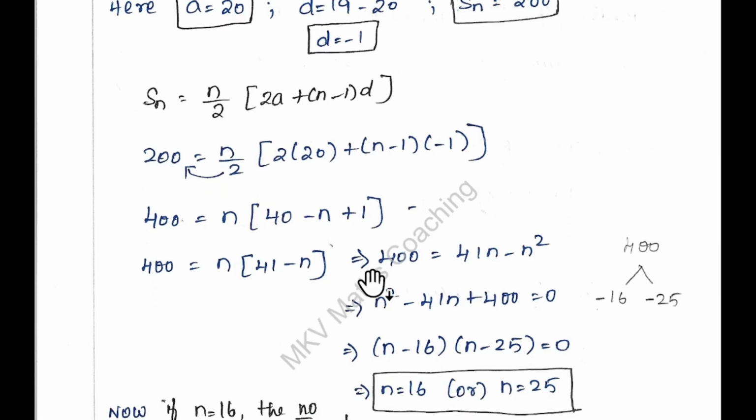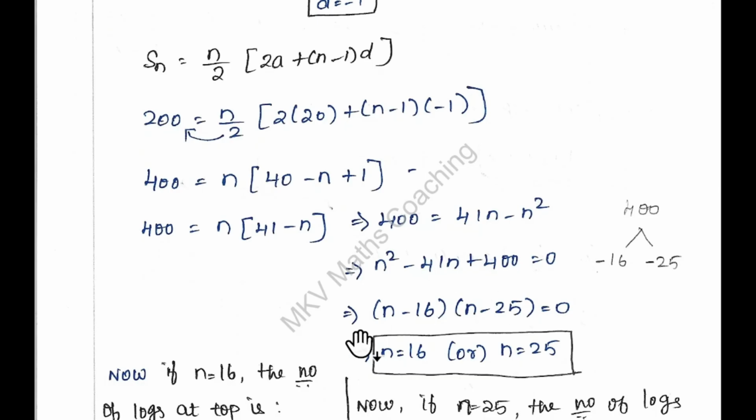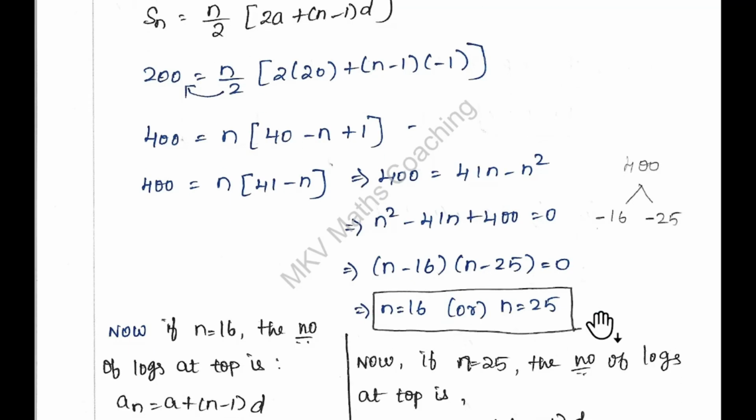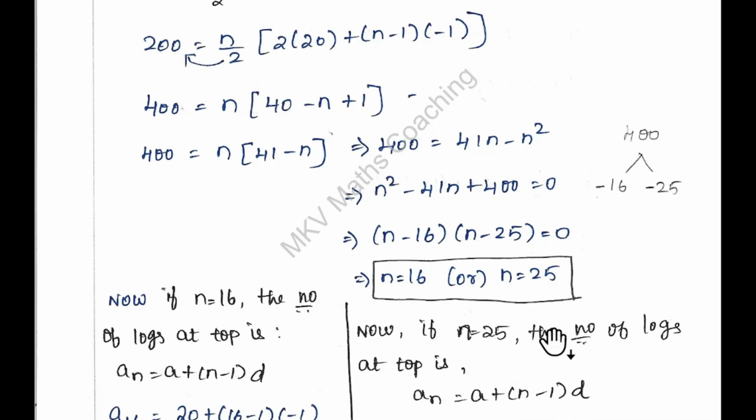So try by yourself. Once you get the quadratic equation, I'm going to use the split the middle term method to get the n value. So one value is 16, one value is 25. I should not eliminate any of the values since both are positive. I must take both the values and check for the an value. Okay. So just take n equal to 16.